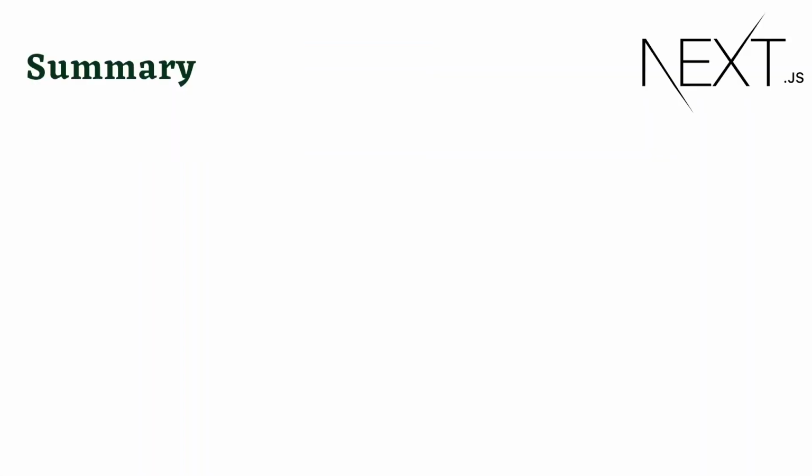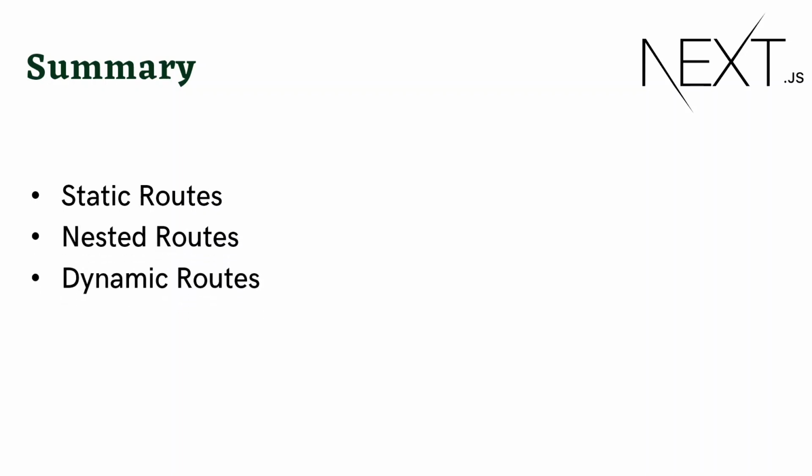So now let's see the summary of what we have built. We have learned about static routes, nested routes, dynamic routes, and slug routes. So now we have learned everything about file based routing, and we have also created the project as a bookstore application with routing. So now we have covered file based routing inside this video.